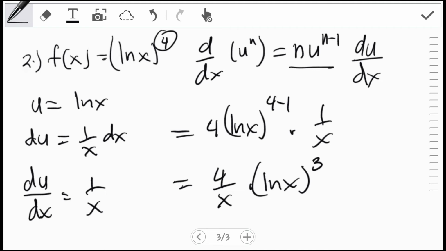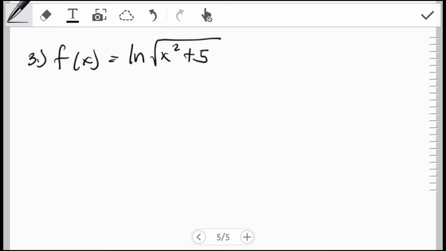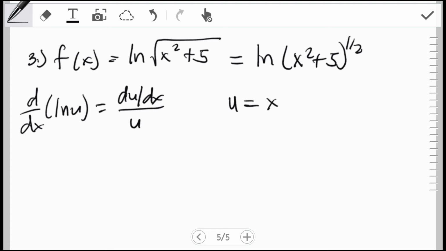That is the final answer. Next, what is the first derivative of f of x equals ln of the square root of x squared plus 5, that is, ln of the quantity x squared plus 5 to the power 1/2? Use the formula d over dx of ln u equals du over dx over u, where u is x squared plus 5 to the power 1/2.